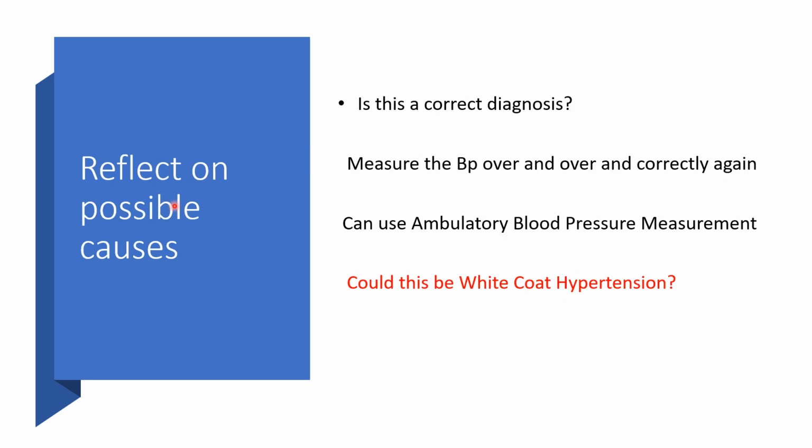Now, we have to reflect on certain things when it comes to resistant hypertension. Is this a correct diagnosis? That's a big question. We must measure the BP over and over, and make sure it's measured correctly. Please pause, rewind, go over how to measure the BP accurately. Then we can use ambulatory blood pressure measurement. Could this be white coat hypertension? Yes. So if that is the case, let's send the patient back to have ambulatory blood pressure measurement and home blood pressure measurement.